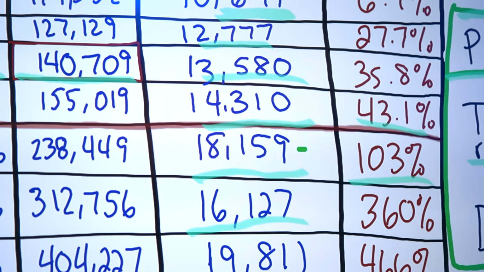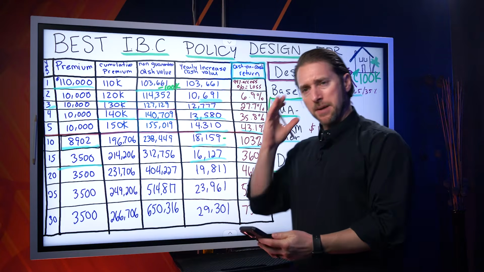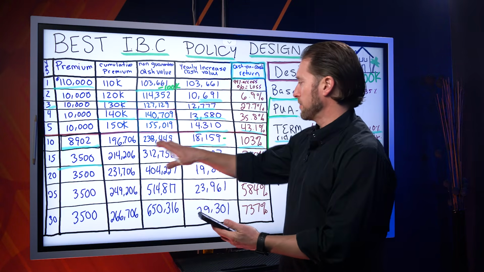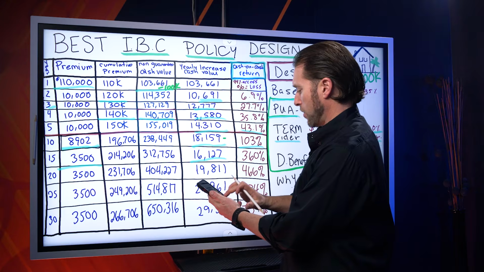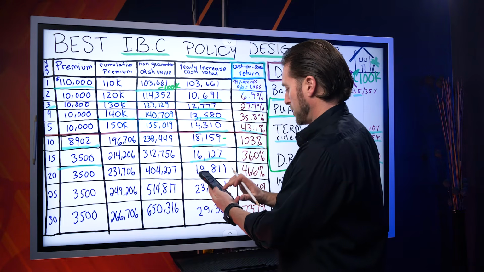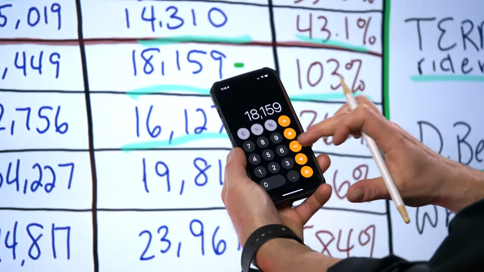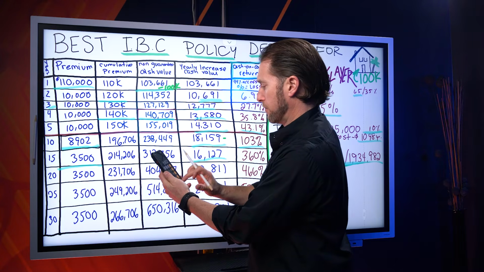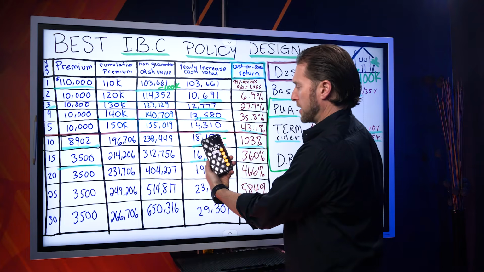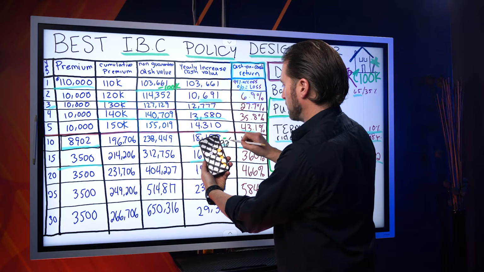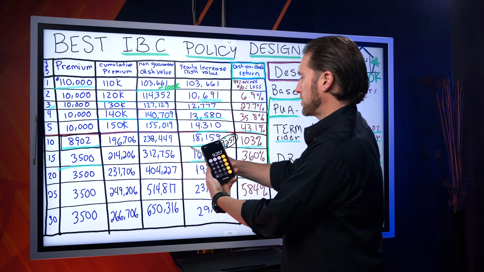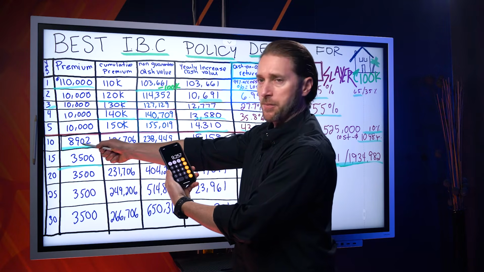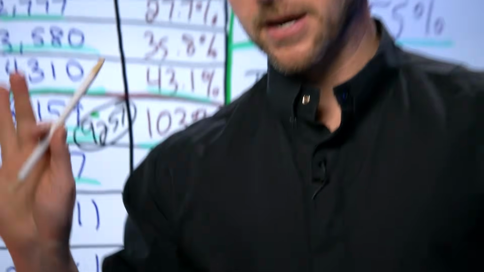Now, can you just grab your calculator and do this with me? Because I want to just make sure I'm not crazy in thinking this. So if we take right here $18,159, and we subtract the premium we put in, $8,902, that means we made a net of $9,257, okay? You guys follow me. All I did is subtract the premium I put in from the yearly cash value growth.